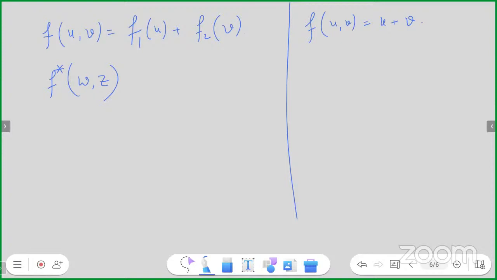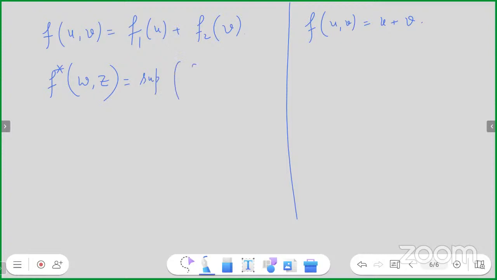You just stare at the definition, it should be obvious. What's the definition of f star of w comma z? You take the inner product of (w, z) with (u, v) minus f of u, v. f of u, v separates, the inner product of (w, z) with (u, v) separates, so everything separates. It's as simple as that. Sometimes the brutal definitions are enough.